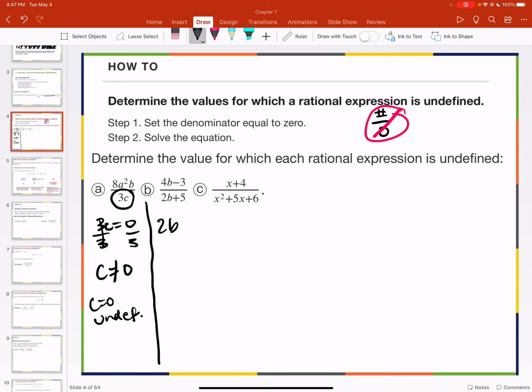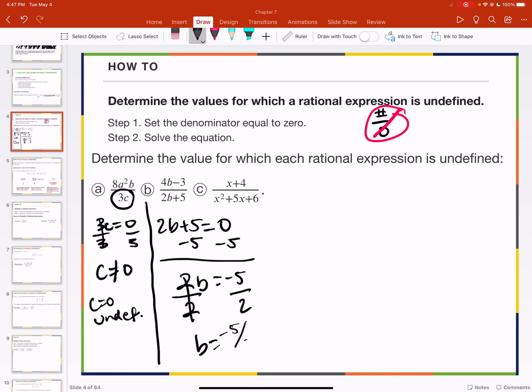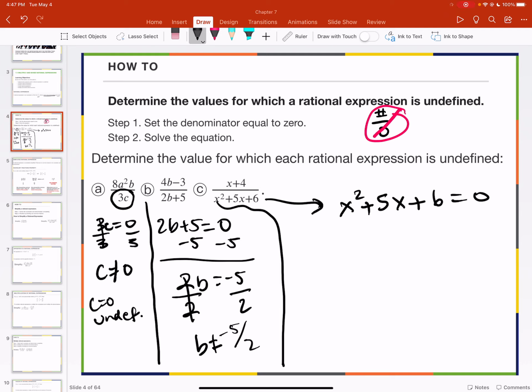So here, 2b plus 5 is equal to 0. We're trying to find out where it's undefined. And then the rational expression for B is undefined at -5/2. So you can also write cannot equal, that's fine too. So here we have the denominator. So we always let the denominator equal 0 and then solve it.